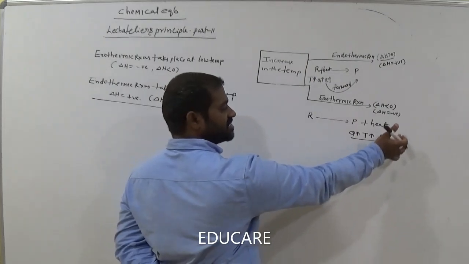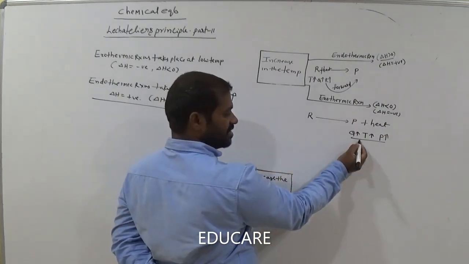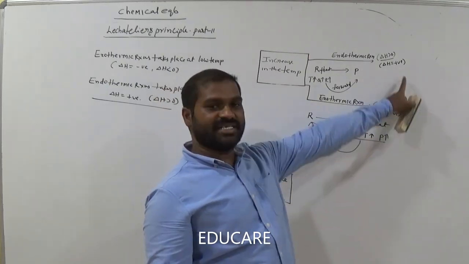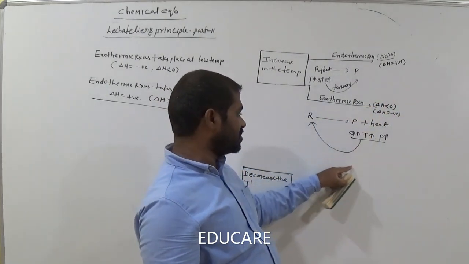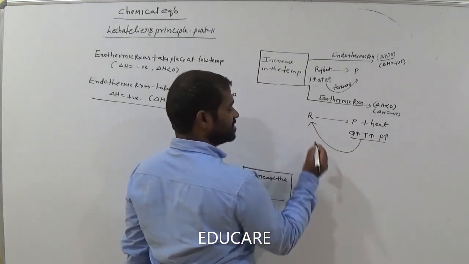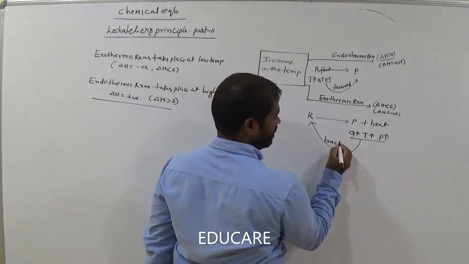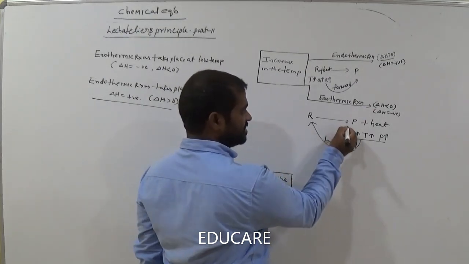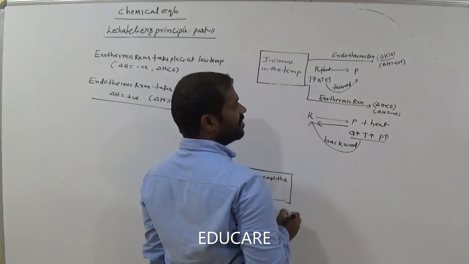So when product concentration is high, it moves towards reactants. Product concentration is high, then the equilibrium shifts towards which side? Reactant side. That means which direction it is? Backward. Backward direction. That means in this direction. Okay, is it clear?